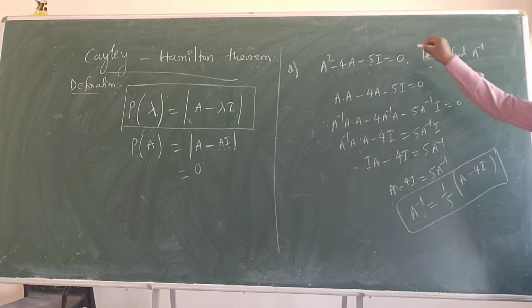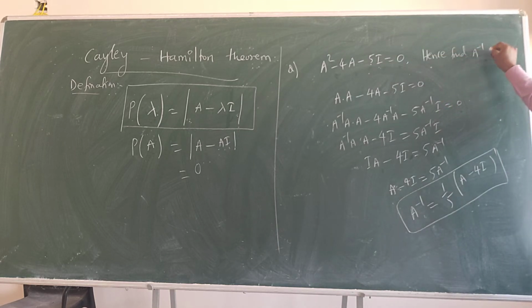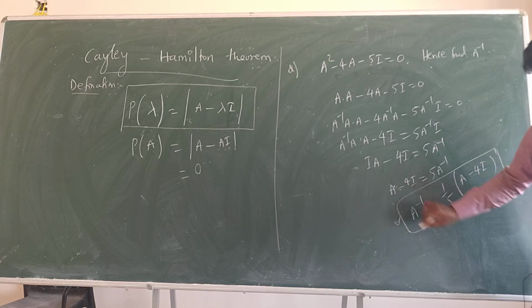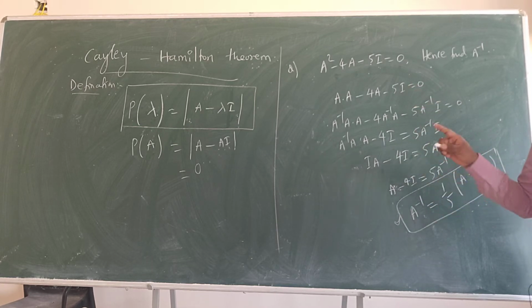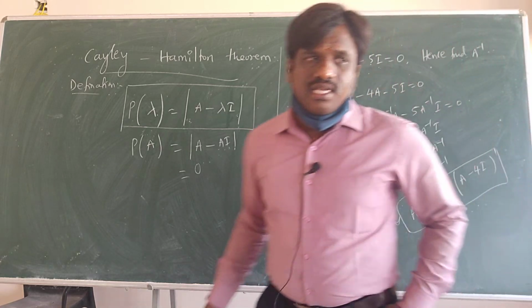So when they give any polynomial, they'll ask to find A inverse. So we can find the A inverse. Options will be in this form. So without using the Cayley-Hamilton theorem also you can do this. But right now I will explain one problem based on the Cayley-Hamilton theorem, so you will understand what exactly they are asking.